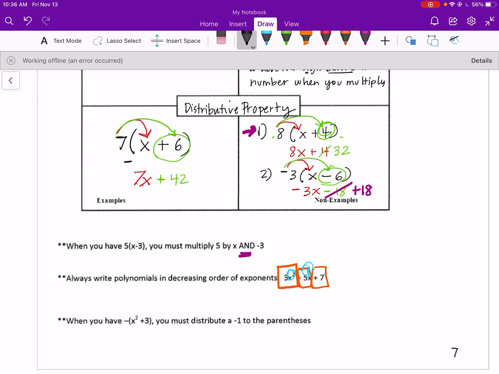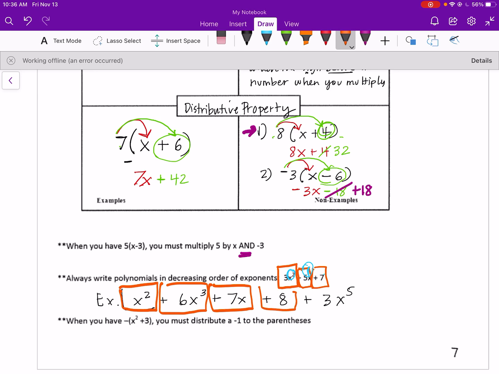So example, if I had something like this, I have x squared plus 6x to the third plus 7x plus 8 plus 3x to the fifth. You're going to look at each of these individually, and I'm going to kind of put each one in orange. So there, whoops, orange. Let's try that again. There we go, orange. So here's one term. Here's another term. I'm putting boxes around all the terms. Here's another one. Here's another one. And here's another one. And I chose to attach those signs in front of them.